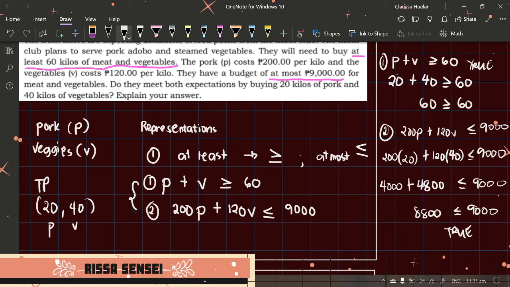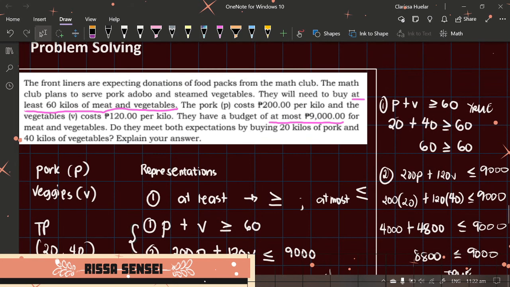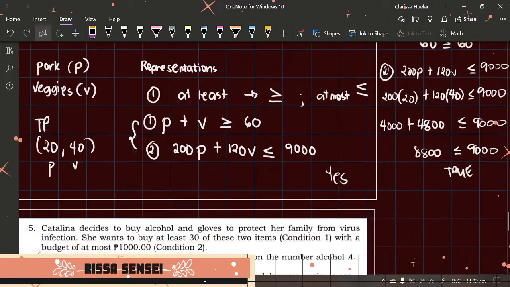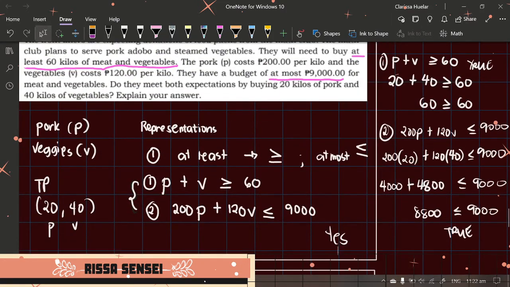Meaning, na-meet nila yung expectation sa pagbili ng 20 kilos of pork and 40 kilos of vegetables. So the answer here is yes, and this explains a lot. So ito, in-explain na natin through providing a solution. Okay? So, ayun yung answer sa first problem. How about the second? Okay, so sana mapagnilayan nyo yan.